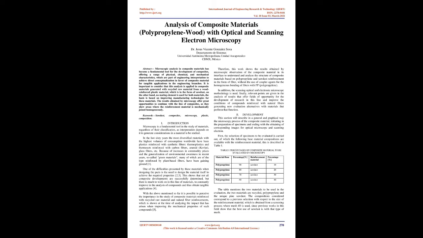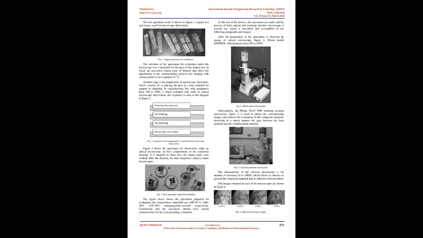In addition, the scanning optical and electron microscope methodology is used. Finally, relevant points are given in the analysis of results that offer fields of opportunity for the development of research in this line and improve the conditions of compounds reinforced with natural fibers, generating new evaluation alternatives with materials that perform that function. Development. This section will describe in a general and graphical way the microscopy process of the composite material, beginning with the preparation of specimens and ending with the obtaining of corresponding images for optical microscope and scanning electron.